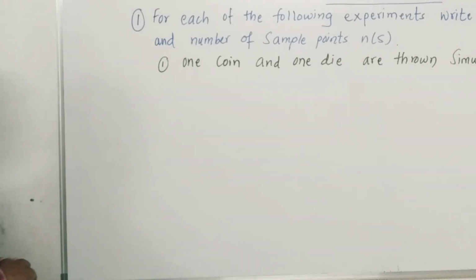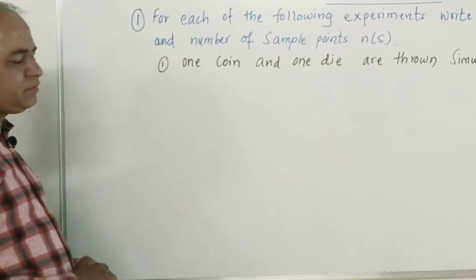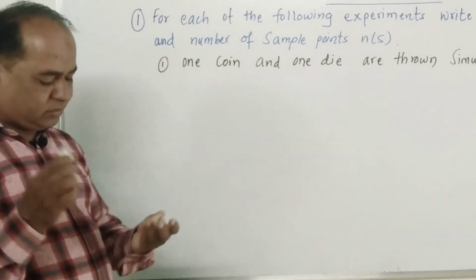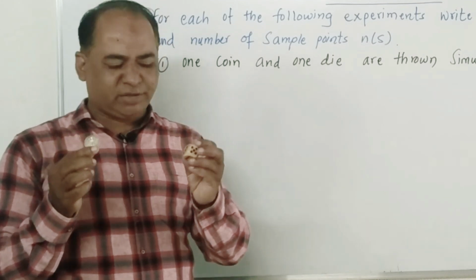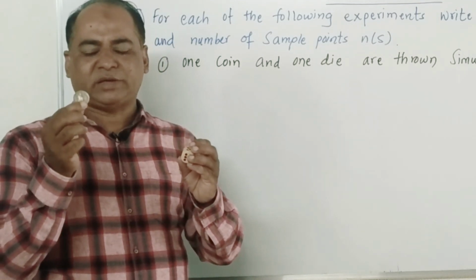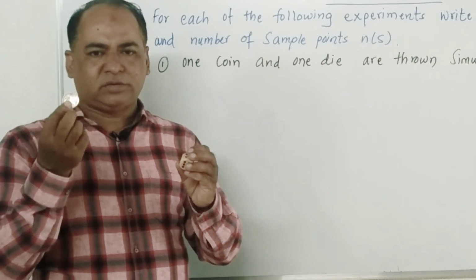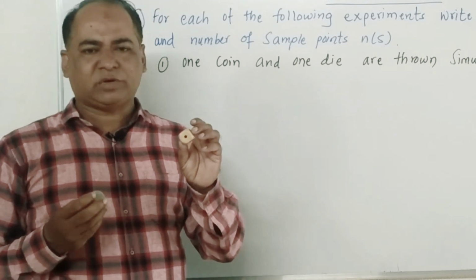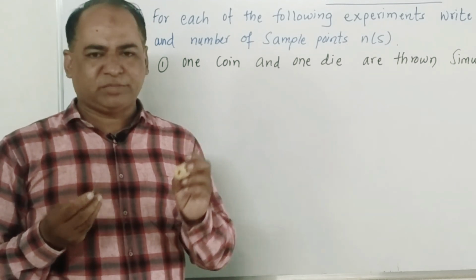Practice set 5.2. First one. Question number 1. For each of the following experiments, write the sample space and number of sample points. First is 1 coin and 1 die is thrown simultaneously. So for the coin we have 2 outcomes, that is either head or tail, and for the die we have 6 outcomes, that is 1 to 6.